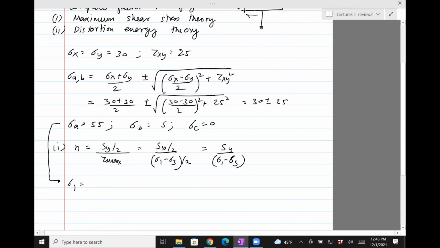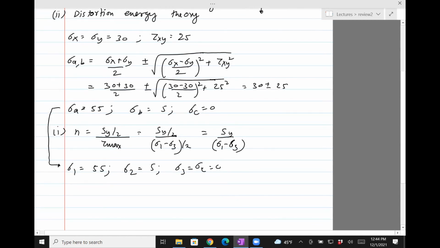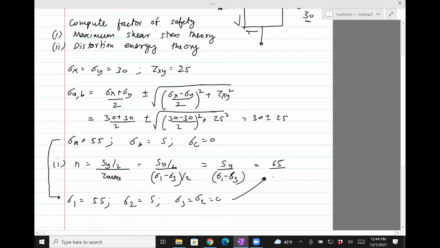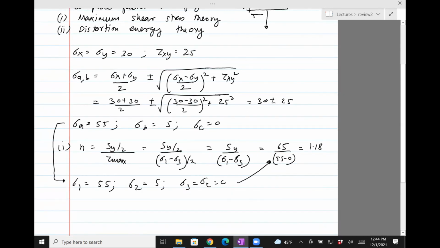So sigma 1 is the maximum of all three, which is 55. Sigma 2 is the middle one, which is 5. And sigma 3 is 0, which is sigma C, which is 0. So the factor of safety now is going to be 65 divided by 55 minus 0, which is 1.18. Okay, it's important to note that 5 does not appear in the equation because that's not the minimum stress.